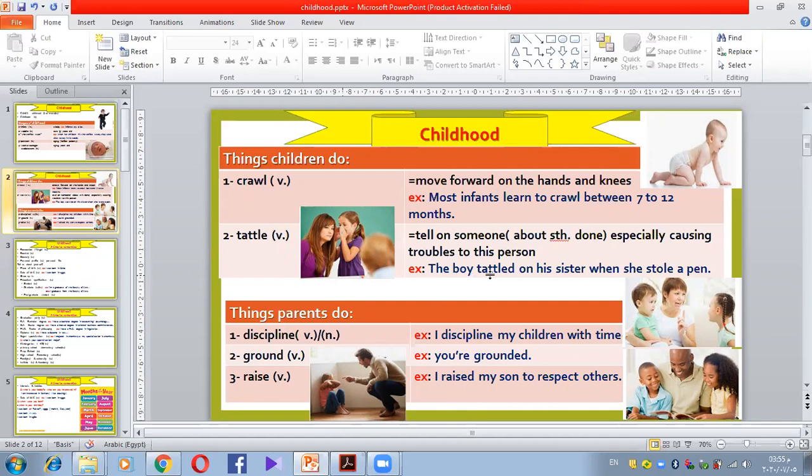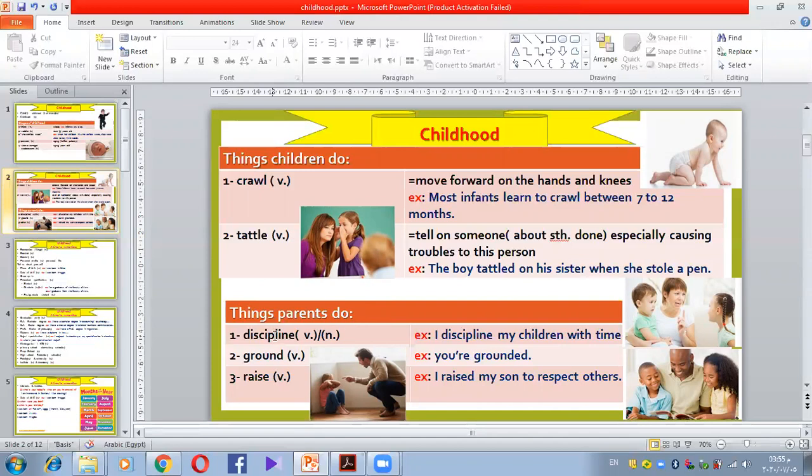So for example, the boy tattled on his sister when she stole a pen. It means his sister is going to be punished, okay? Okay, very good. Things parents do. What are the most common things that parents used to do with kids? We have three, of course, there are more, but we have three main.